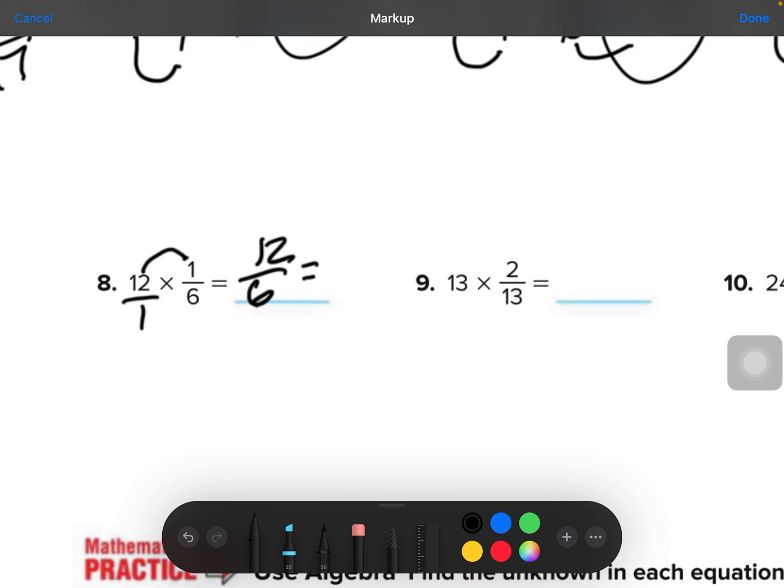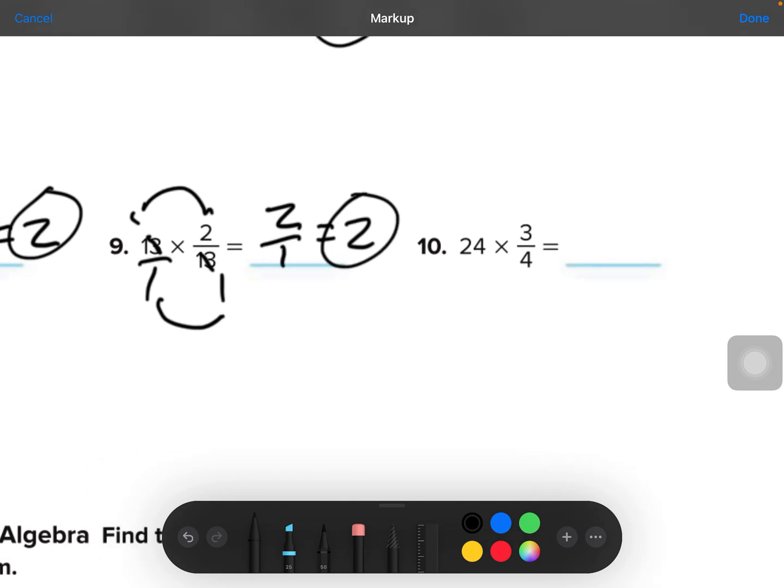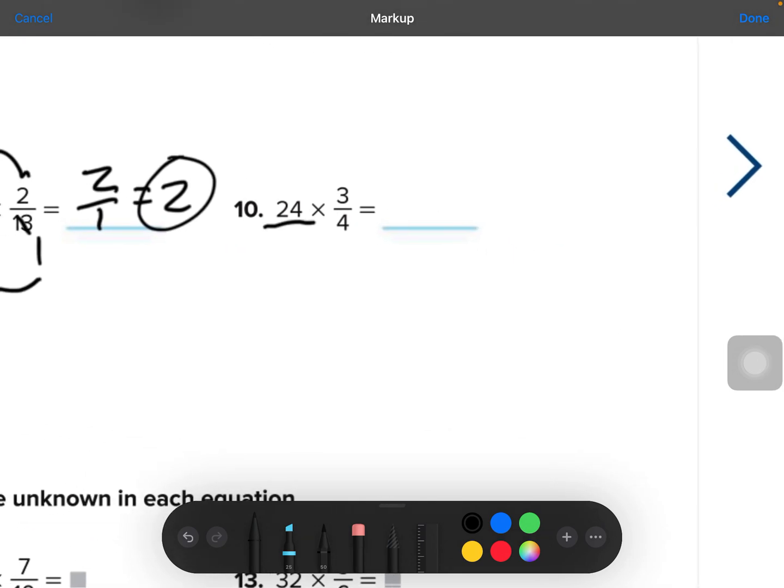Number 8, I have 12 over 1. So 12 times 1 is 12, divided by 6 would equal 2. Ooh, look at this. I can simplify. I know 13 goes into 13 one time. 13 goes into 13 one time. So now it's a lot easier for me to do my multiplication. 1 times 2 is 2, and 1 times 1 is 1, and that just means that's the whole number 2. I like it. Okay, here we go.